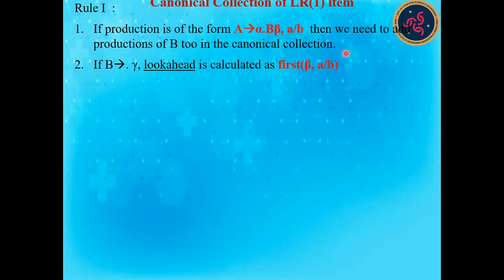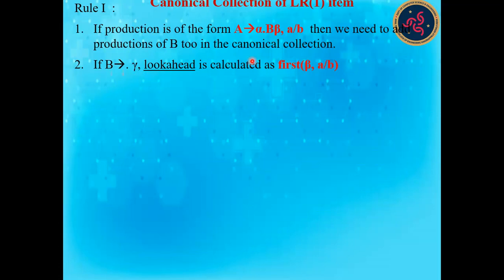And we need to add a production for capital B to the canonical collection, because previously we have seen that when a non-terminal comes after the dot, we need to add those productions also. Here after the dot we have a non-terminal capital B, so we need to add the productions that start with B. So we are adding that production, that is B gives something. Here dot gamma is a B production.